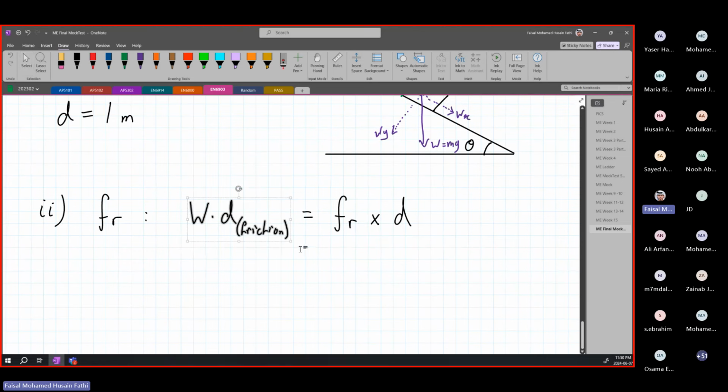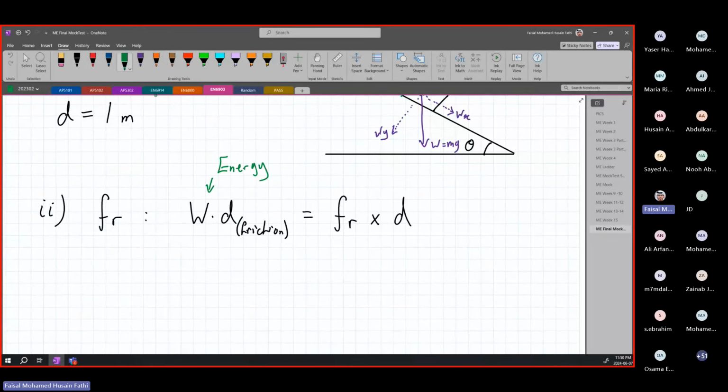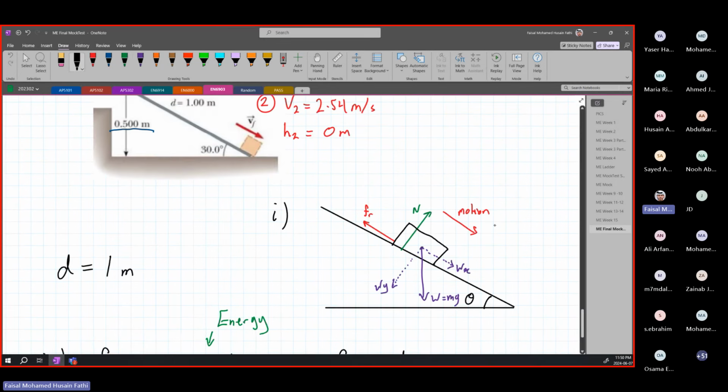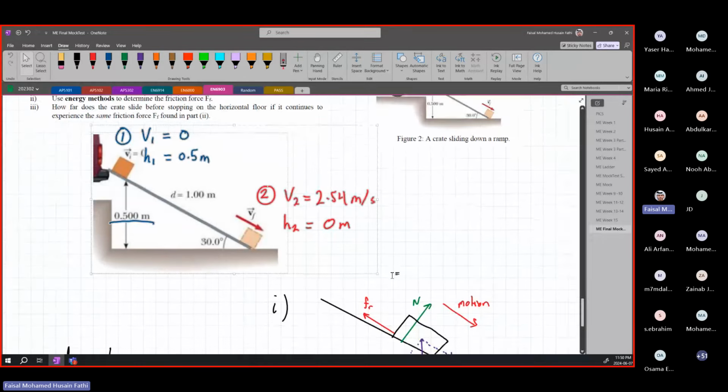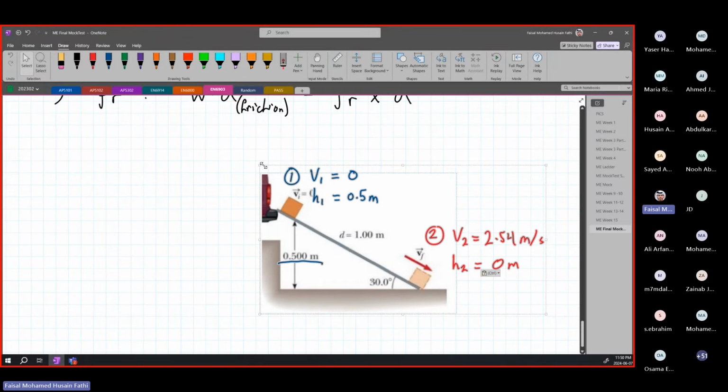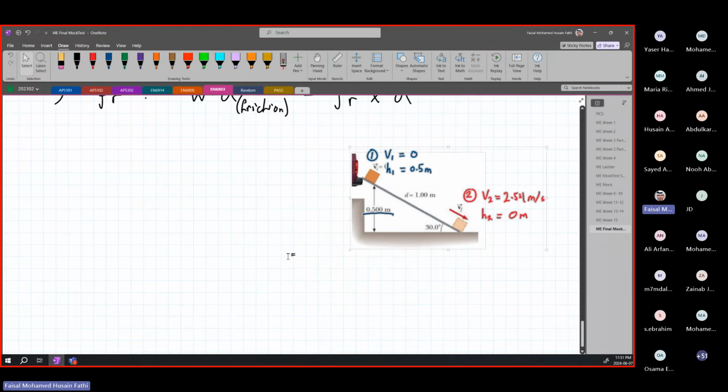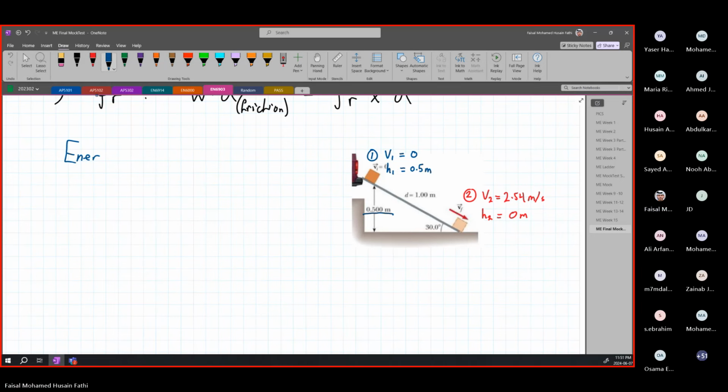So what is another way of finding friction, work done? Remember that work done is basically energy. Another way is by looking at our two phases over here, phase 1 and phase 2. Let me copy paste this down here and make it a bit smaller. We're going to have energy at the beginning and energy at the bottom, and there will be energy loss.